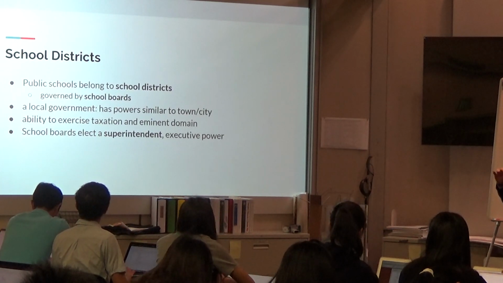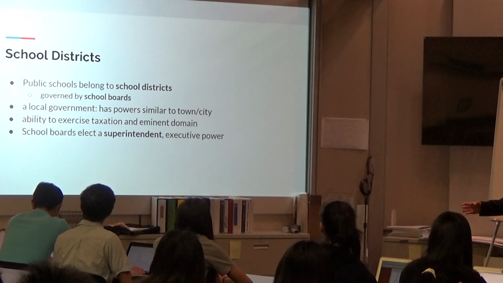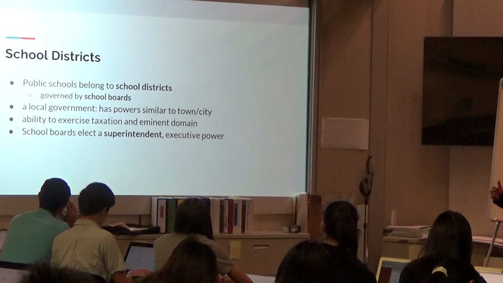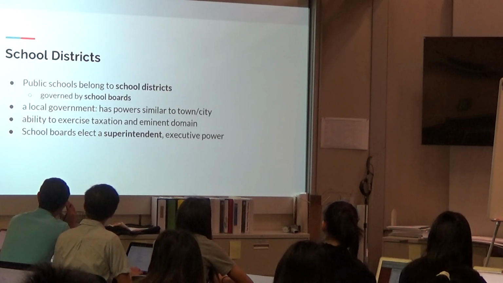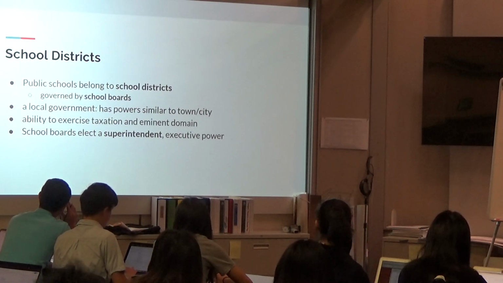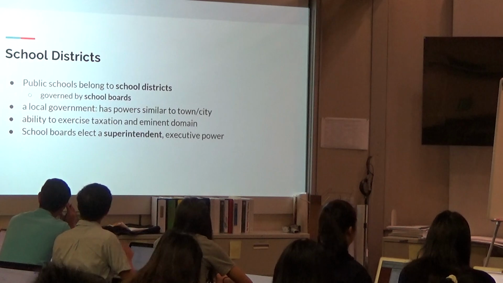In a school district, you are governed by a school board. A school board is generally a group of people, kind of like a city council, who are making decisions. So this is really a local government. It's not just, you know, a corporation or something. It has its own powers, and it has powers similar to the city and the town.